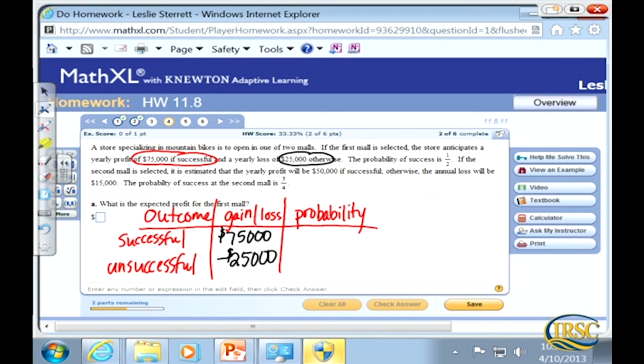Okay, what is the probability that they gave you? 1/2. Probability of what? Success. So the probability of being successful is 1/2. So I need to put that in the row for successful. So what would be the probability of being unsuccessful? That's the success of the other mall, the 3/4. But I did hear somebody say it. It was 1/2, right? Because remember that this column has to add up to 1. Okay, so there's our first chart. Let's go ahead and multiply. So 75,000 times 1/2.